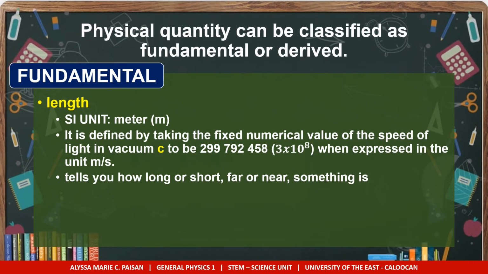Length has the SI unit meter. It is defined by taking the fixed numerical value of the speed of light in vacuum, represented by lowercase letter c, to be 299,792,458, or as shortened, and as I have shared in our previous lesson in defining modern and classical physics, that is 3 times 10 raised to 8 when expressed in the unit meter per second. And length tells you how long or short. It also tells you how far or near an object is.